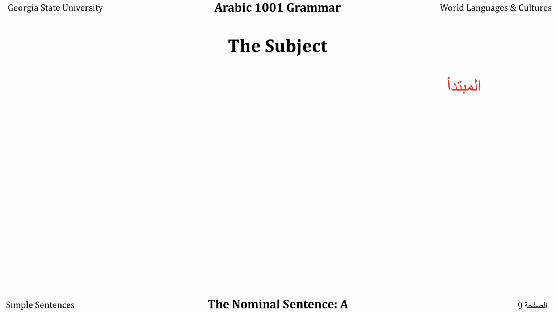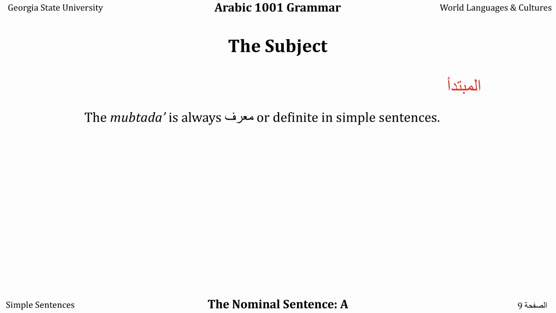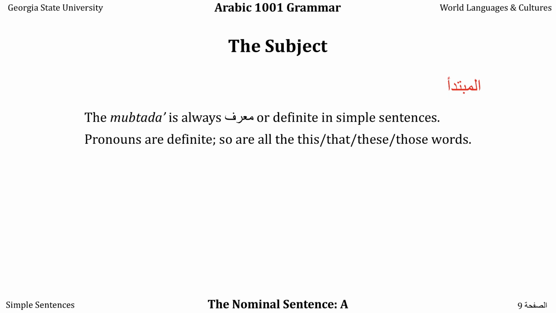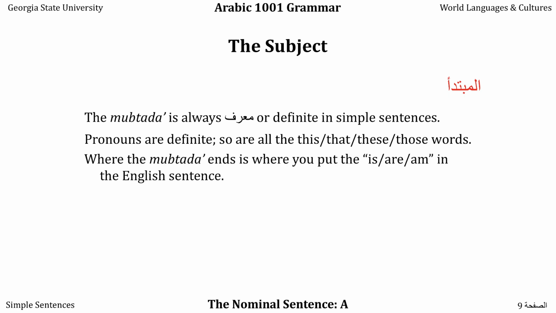So let's talk about the subject. In Arabic, we call it al-mubtada, the starting point. The mubtada is always mu'arraf, or definite, in simple sentences. Later we will see that there are some exceptions to this, but let's not worry about it right now. Pronouns are definite, so are the demonstratives, or this, that, these, and those words. Where the mubtada ends is where you put the is, are, or am in the English sentence.